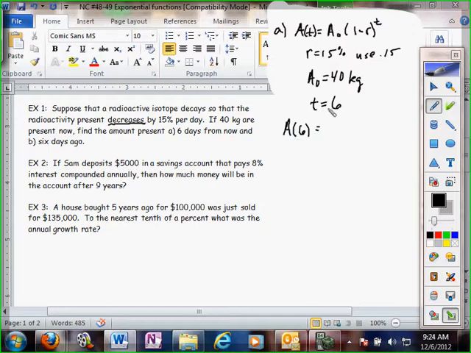A of 6 is equal to A naught, which is 40, times 1 minus r, which is 0.15, to the power of t, which is 6. Once I do this, all I'm doing is simplifying the right side of the equal sign. This over here is simply function notation. All I need to do is plug this into my calculator, and that will give me my answer. I'll show you how to put this in at least one time.